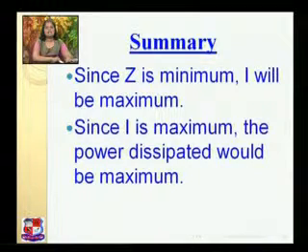Since I is maximum, the power dissipated would be maximum, because power is equal to I square into R, or I square into Z, meaning power is directly proportional to the square of the current. So if current is maximum, the power for the circuit is maximum.